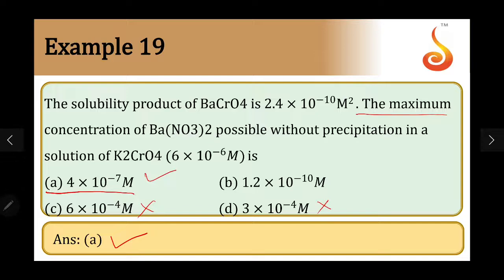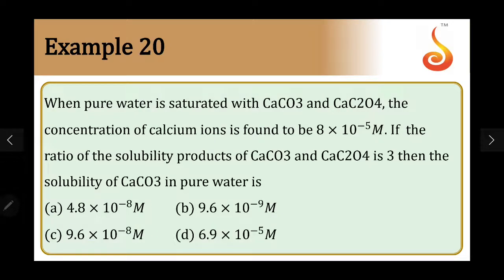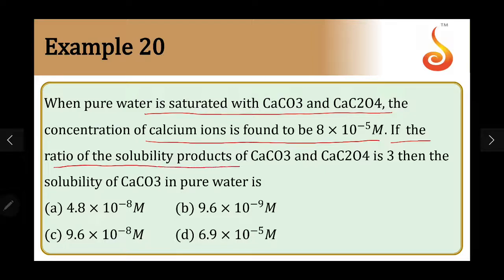So we'll go to question number 20. When pure water is saturated with calcium carbonate and calcium oxalate, so both the salts are added to pure water so that both become saturated, it's a simultaneous solubility. The concentration of common ion, this calcium ion, is given as 8 × 10^-5. And if the ratio of solubility products of two salts is 3, then what is the solubility of calcium carbonate in pure water, not in the mixture?